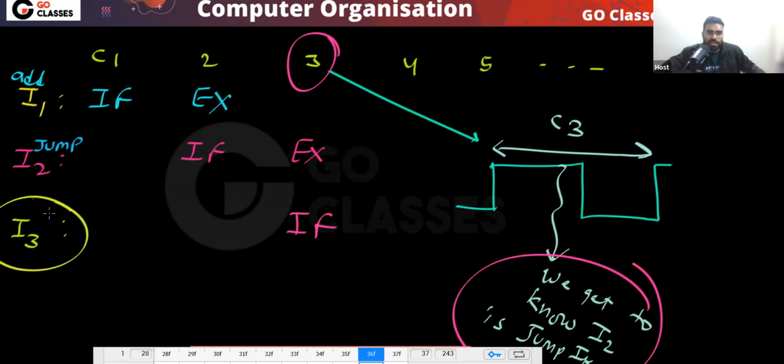Correct or not? Is this point clear? By this point of time, the instruction fetch hardware would have started instruction fetching. Okay, so now there is a problem. What is the problem? Tell me.